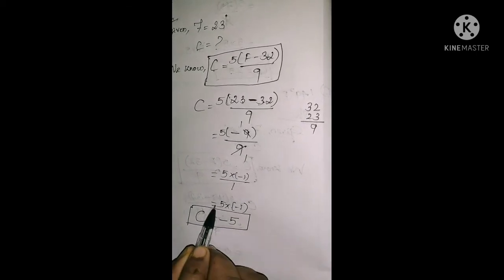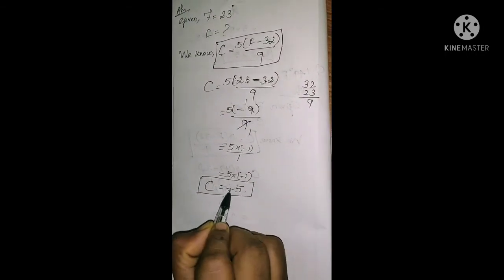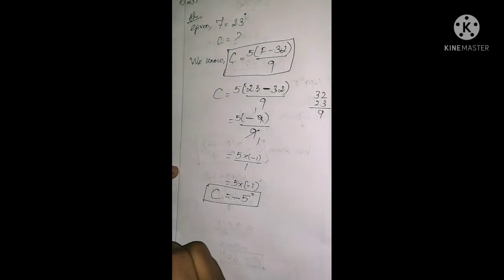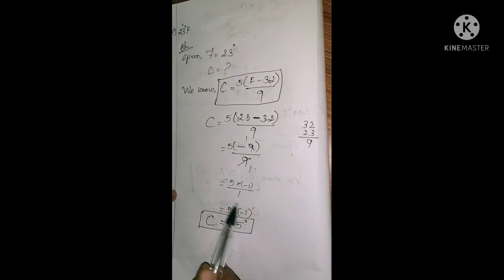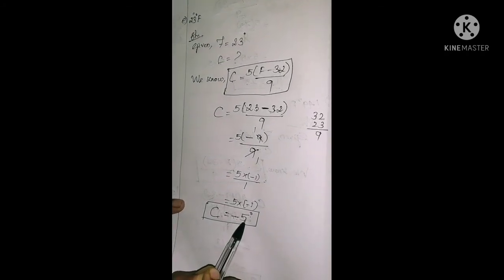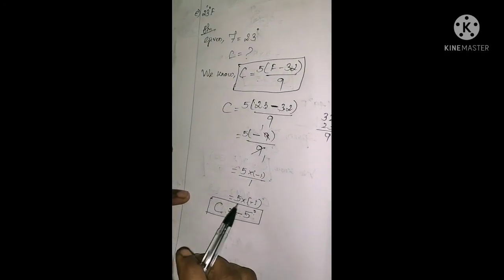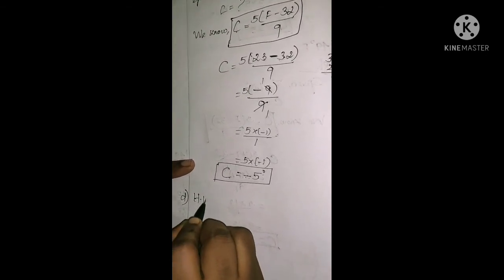So here in multiplication, plus into minus, minus. That's what this minus. Plus into minus, minus. So minus 5 degree. Okay, so the answer is minus 5 degrees Celsius. So if it is 23 degree Fahrenheit, that is equal to, in Celsius, minus 5 degree. Okay, that's the meaning of this. Okay, then D is homework. Homework.